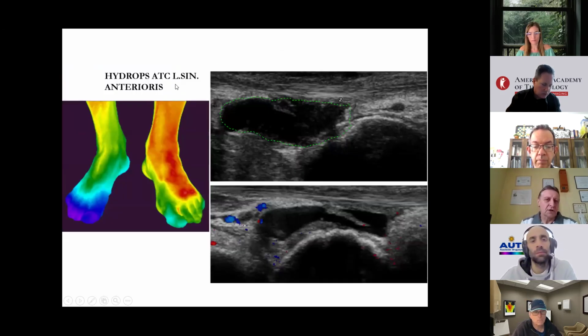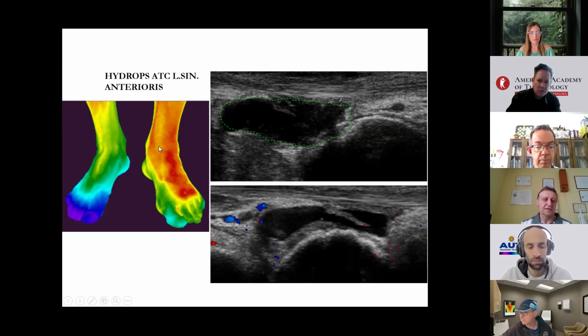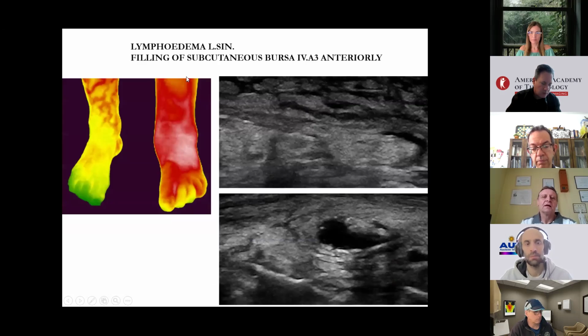Hydrops articulatio talocruralis lateris sinistri anterioris. In the anterior recessus of articulatio talocruralis, we can see hydrops, hypoechoic filling under the tendon of extensor digitorum and musculus tibialis anterior. And due to this, we can see increased temperature activity in the anterior part of articulatio talocruralis.